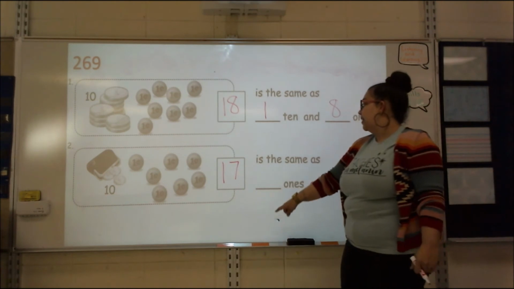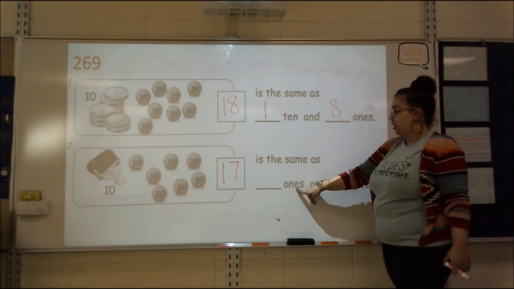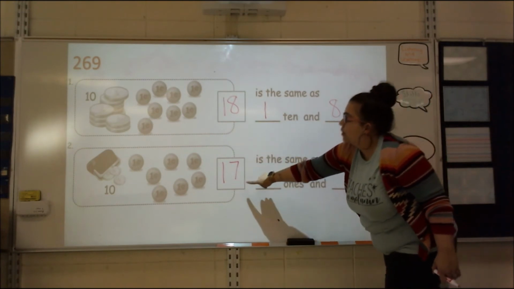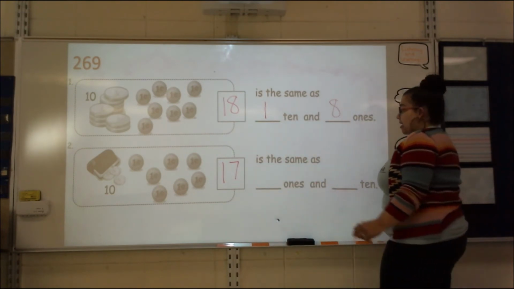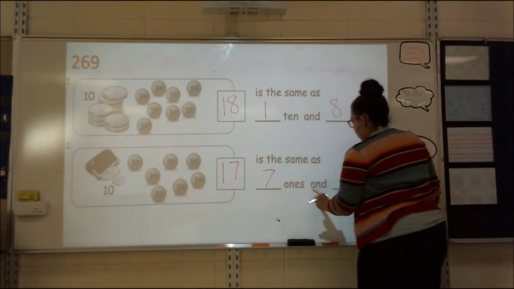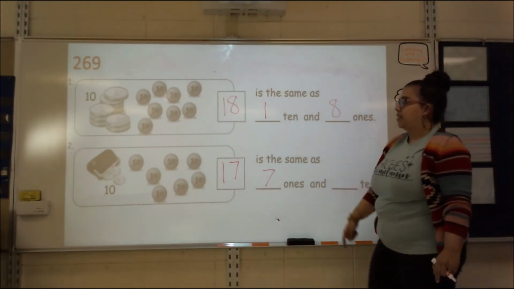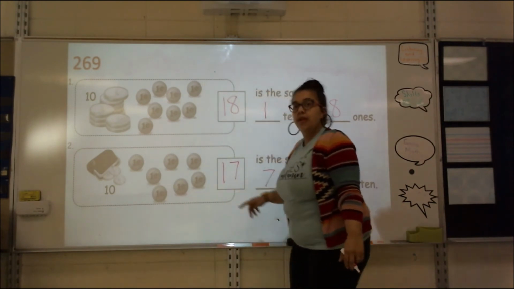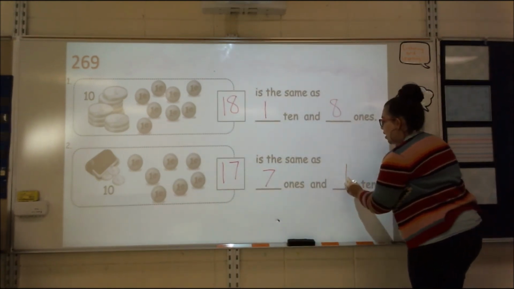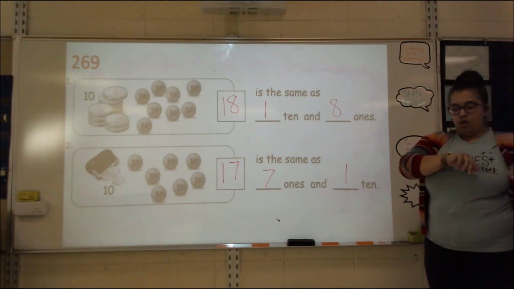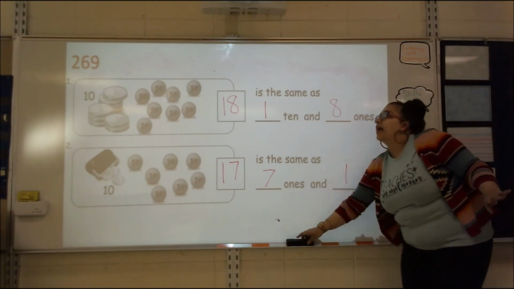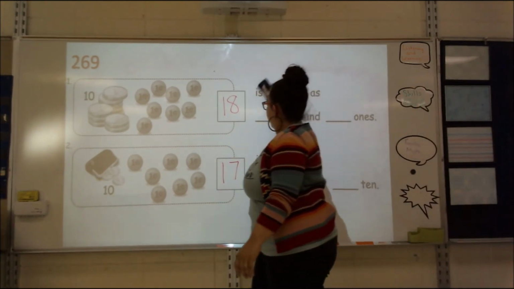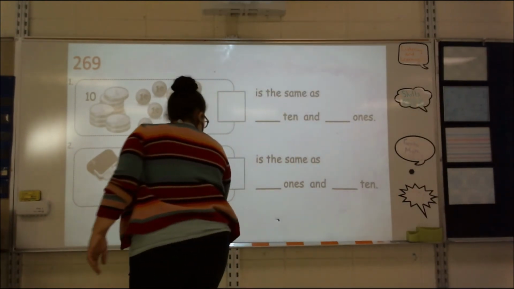So 17 is the same as, pay attention, they want the ones first this time. How many loose coins? What's in our ones place? 7 ones, and how many groups of 10? One group of 10. One is in the tens place, which means it is 1 ten. Good. All right, so let's keep going. We'll do some more practice, guys, a little more practice.